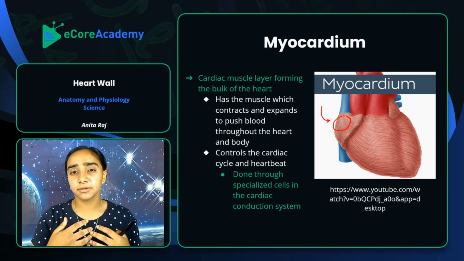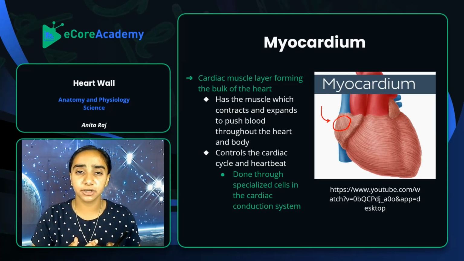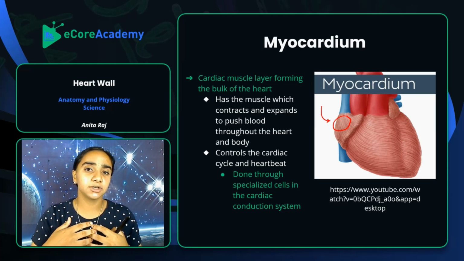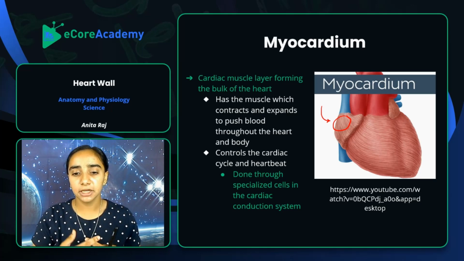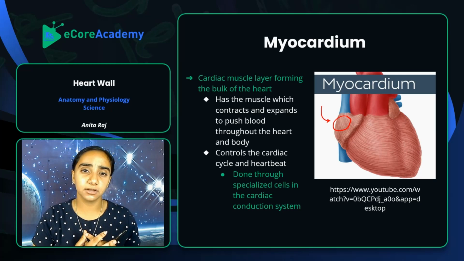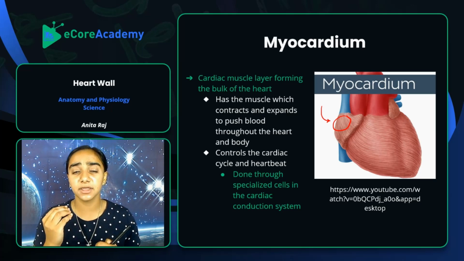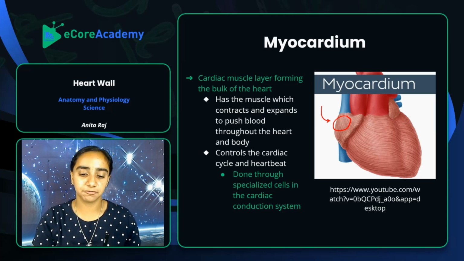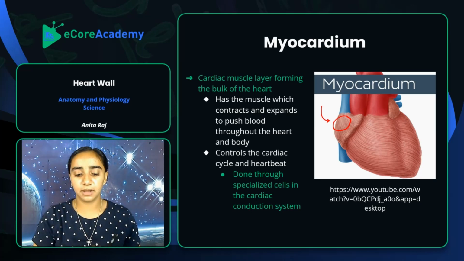You have electrical stimulation that stimulates your atria to contract. Then you have electrical stimulation that stimulates your ventricles to contract. All of these cells and nodes and electrical pathways are found in your myocardium, and your myocardium is the layer of the heart wall that listens to these electrical signals and regulates them. So that is all for the myocardium.